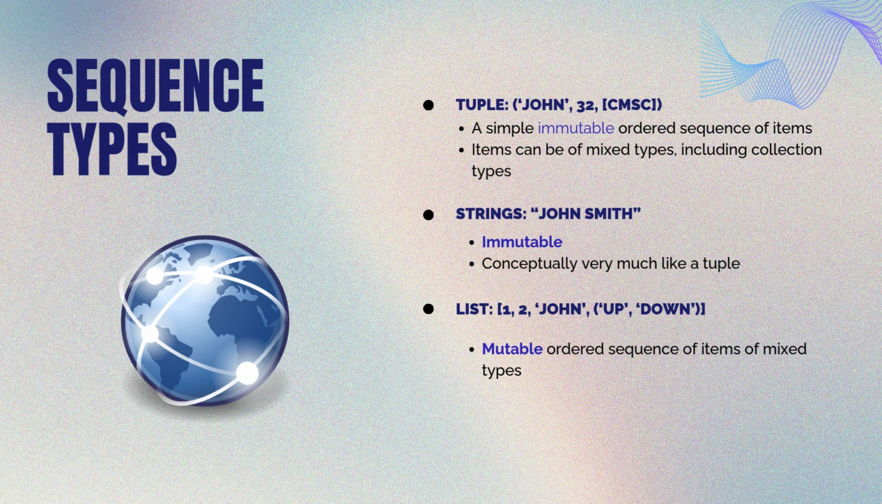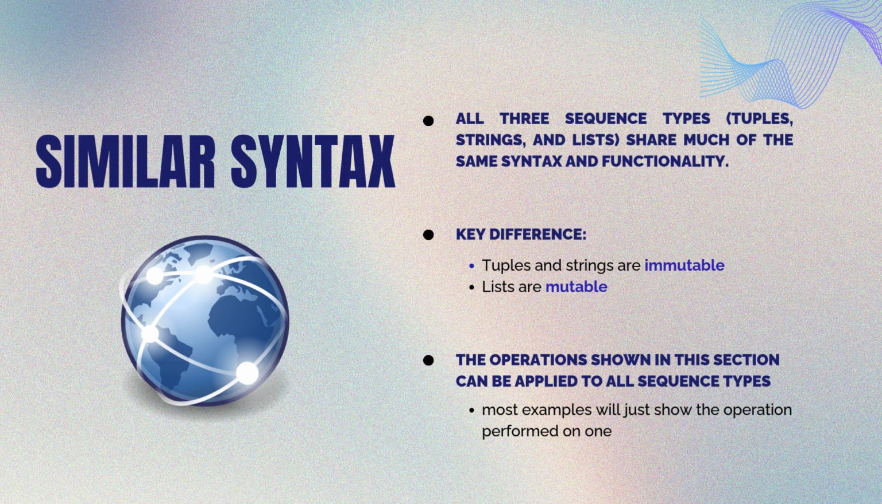All three sequence types, tuples, strings, and lists, share similar syntax and functionality. However, there are some key differences. Tuples and strings are immutable, meaning they cannot be changed once created, while lists are mutable, allowing changes. Most operations demonstrated will work across all three sequence types.